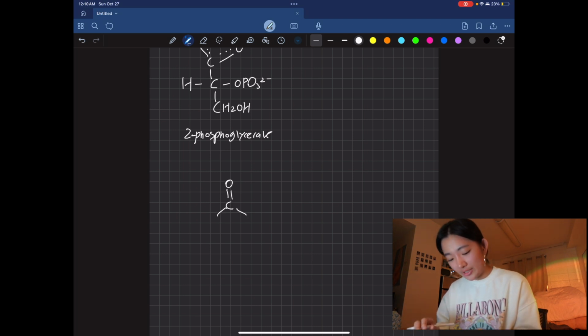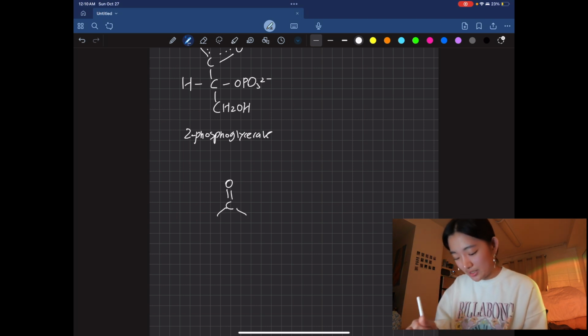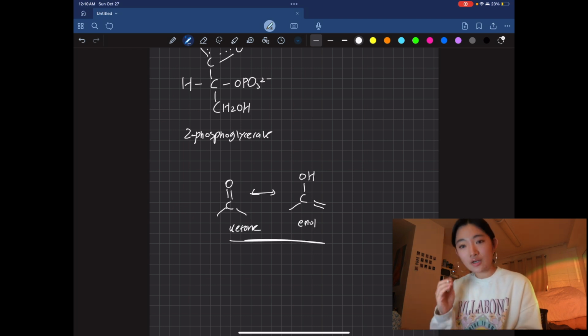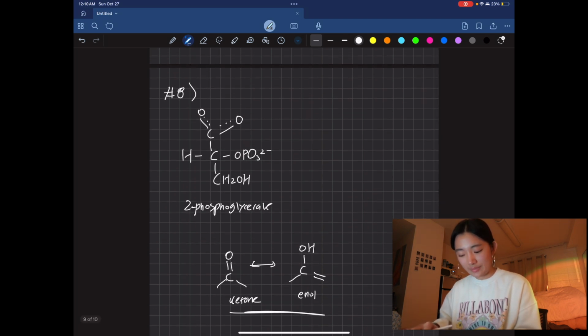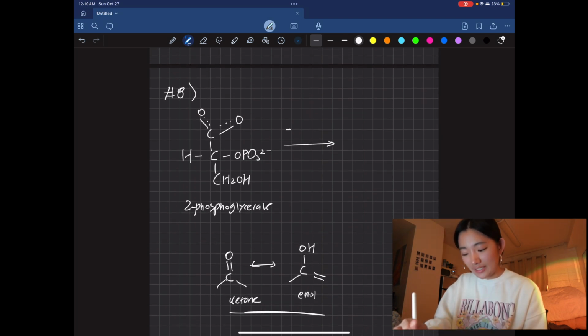Honestly, if you don't remember what a ketone is, you're low-key cooked. And its enolate form, that's an enol, right? Ketone, enol. And these are in constant equilibrium of each other. Same thing. We're going to take an enolate. And it's worth noting that this is a dehydration reaction, so we're going to lose water.